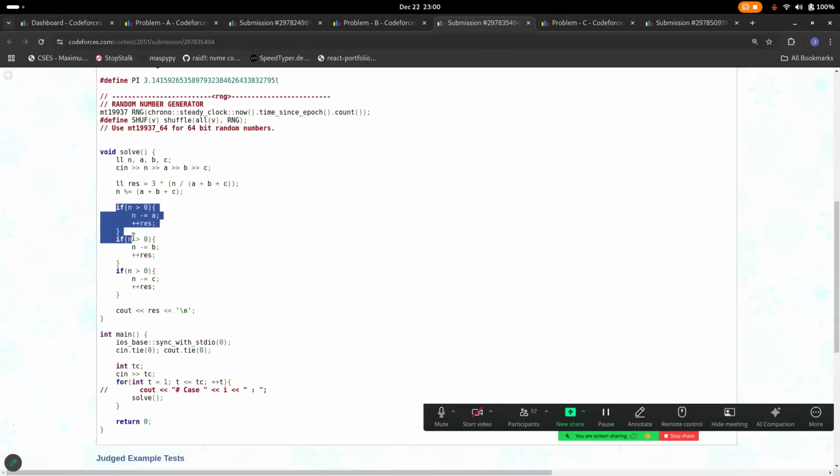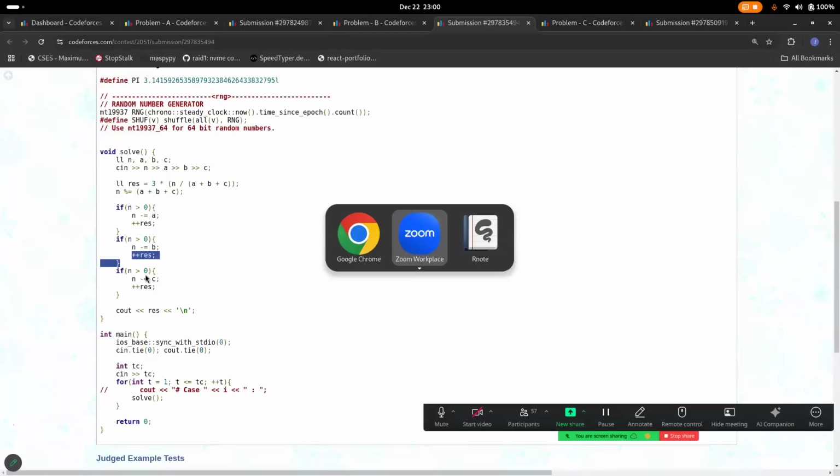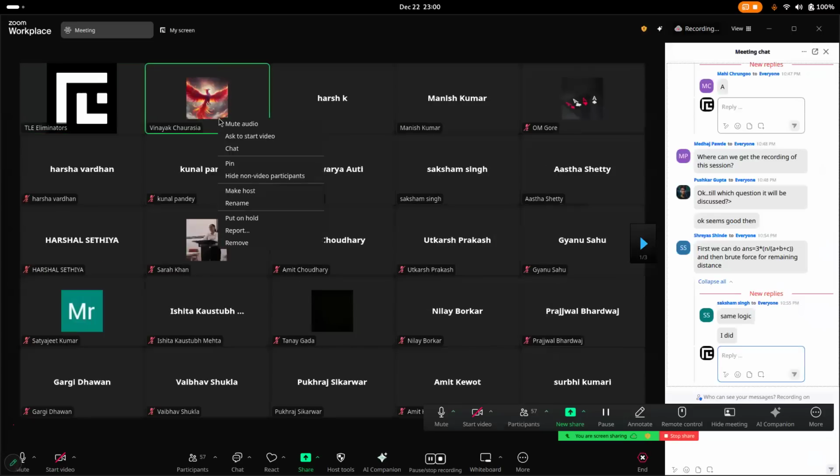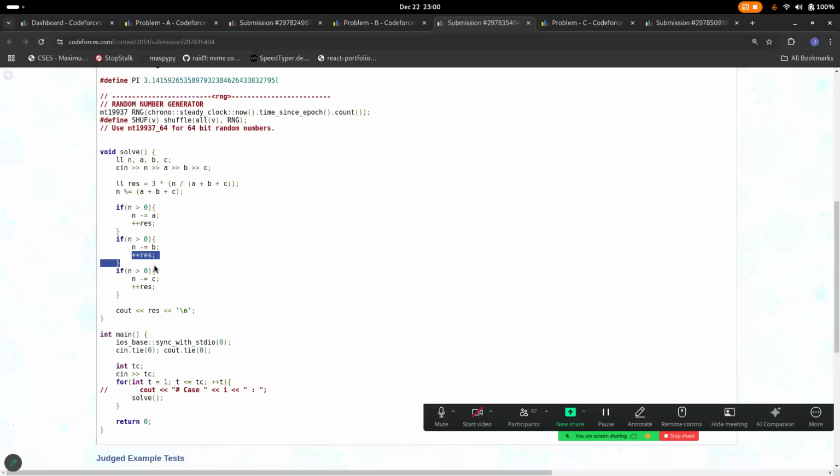Now, if n is greater than 0, you can walk one more day. Since you have walked a multiple of 3 days, the next day you would walk A kilometers. So if n is greater than 0, increment the result, walk one more day, and decrement n by A. Basically, you have walked A kilometers. If n is still greater than 0, you could walk one more day, and that would correspond to subtracting B from n, since you have traveled B kilometers, and incrementing the result, since you have walked one more day.